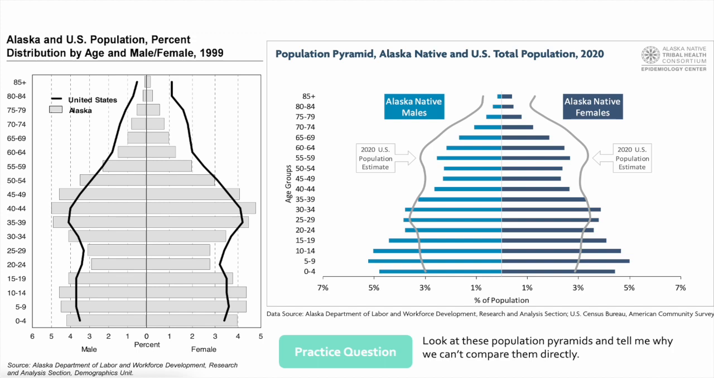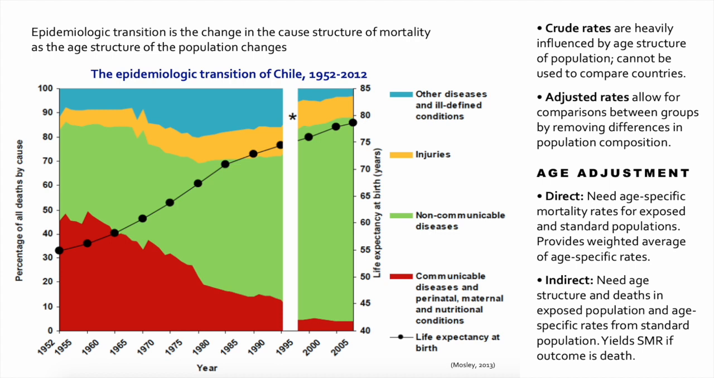The epidemiologic transition is the change in structure of mortality as the age structure of a population changes. When we were looking at that population pyramid of Uganda, that's typical of what you would see in a developing country. And over time, you often will see a shift towards what we have in the United States, where the fertility rate is much lower and is approximately at replacement population. So the population isn't actively growing anymore.